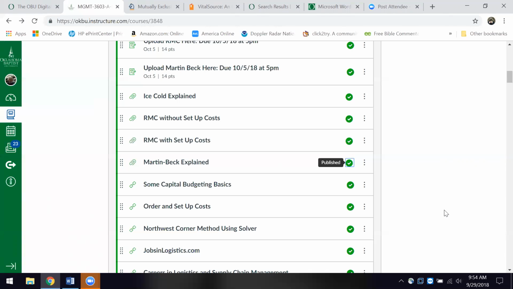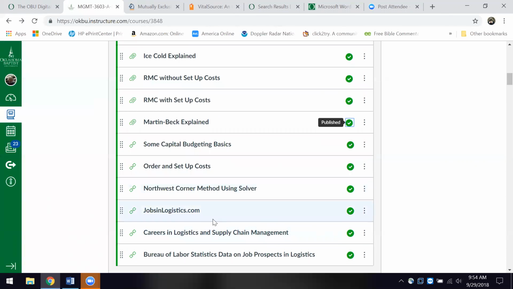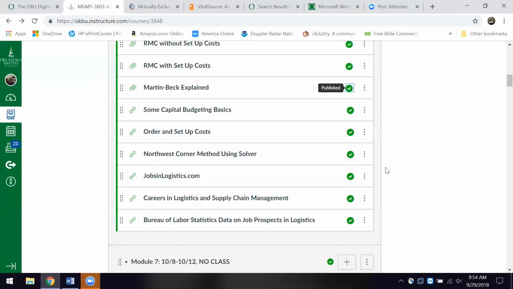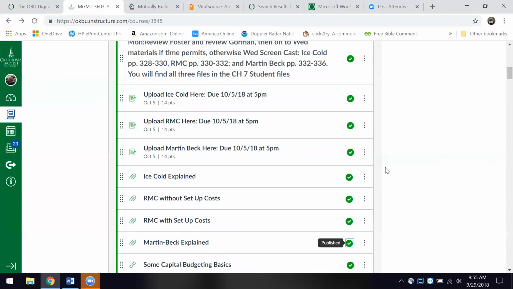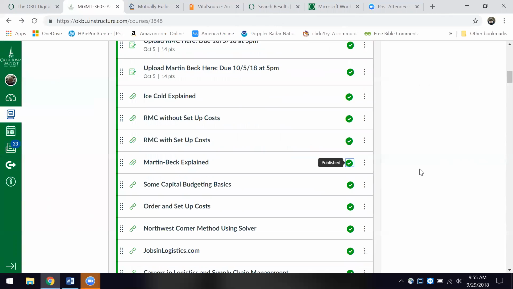Now I have resources here for an order and setup costs, the Northwest Corner method, and then those logistics career information. So this is a good week for us because we're going to use Solver in dealing with a capital budgeting problem and a manufacturing problem, and then we'll look at Martin Beck. So on Wednesday, we'll talk about RMC and Martin Beck. And you have these files you can upload to get your credit, okay?